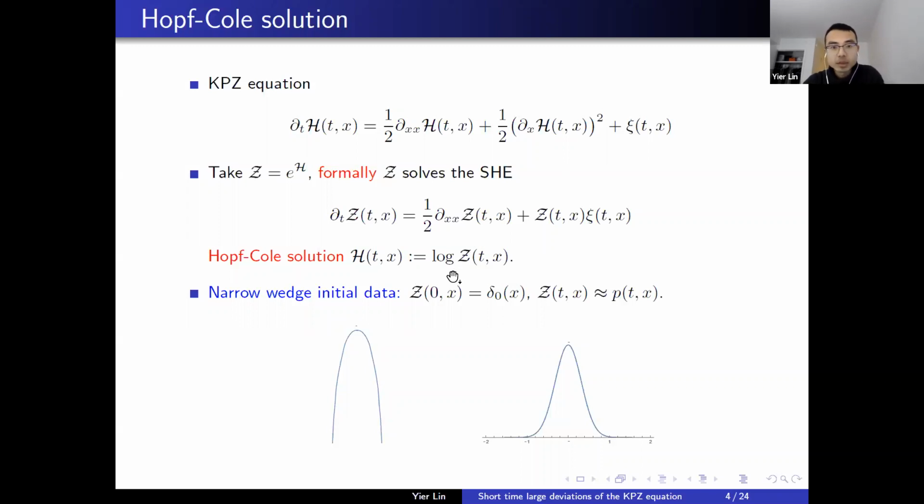Actually, there are other equivalent ways to define the solution to the KPZ equation. For example, you can use the theory of regularity structures.